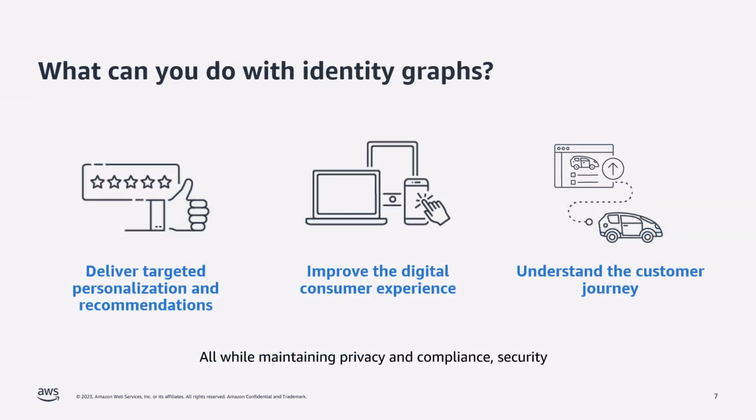Some of the things you can actually do with identity graphs are things like targeted advertising recommendation, improving the digital consumer experience, understanding your customer's journey. So your customers generate many signals of intent, such as search queries, product page views, ad clicks, purchases, loyalty program enrollments. And identity graphs allows you to analyze end-to-end customer behavior to gain that 360-degree view of your customers, so you can actually better understand purchasing patterns and improve marketing attribution.